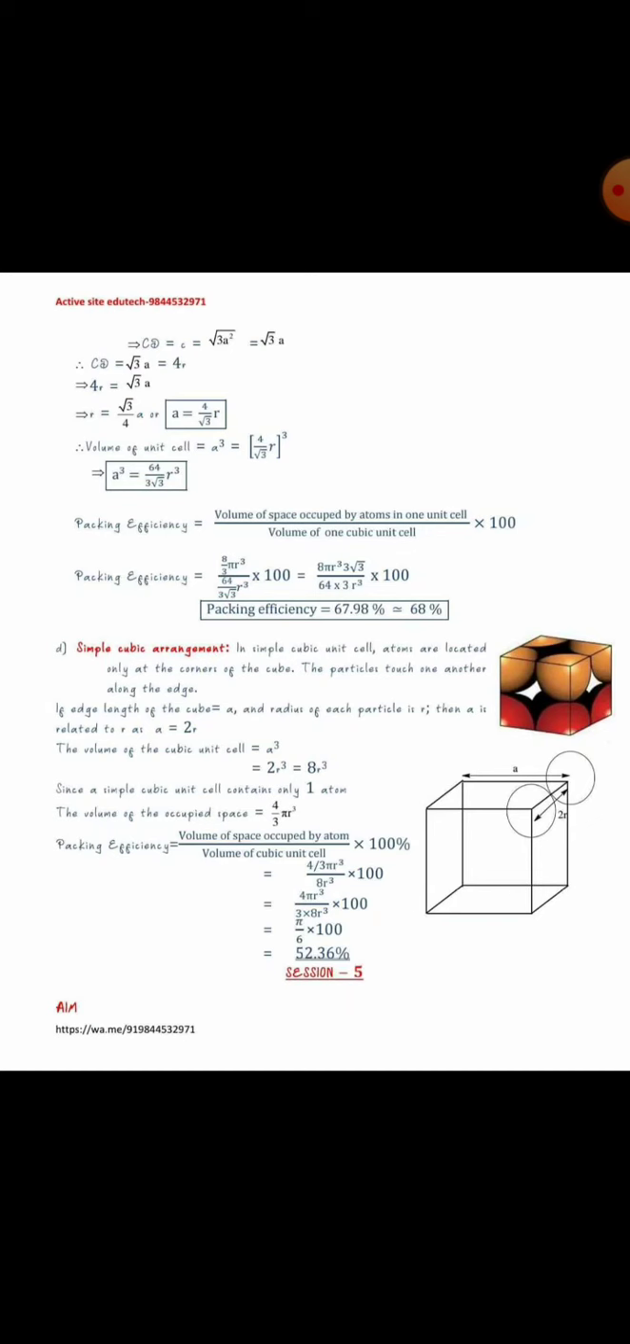So we know that packing efficiency is volume of the constituent particles that are present in the unit cell divided by total volume of the unit cell multiplied by 100. So we'll first see what is the number of constituent particles in the simple cubic unit cell and what is the volume of those constituent particles that are in the simple unit cell, and then we'll divide this volume by total volume of unit cell and multiply it by 100. We'll get packing efficiency. So the volume of cubic unit cell will be A cube.